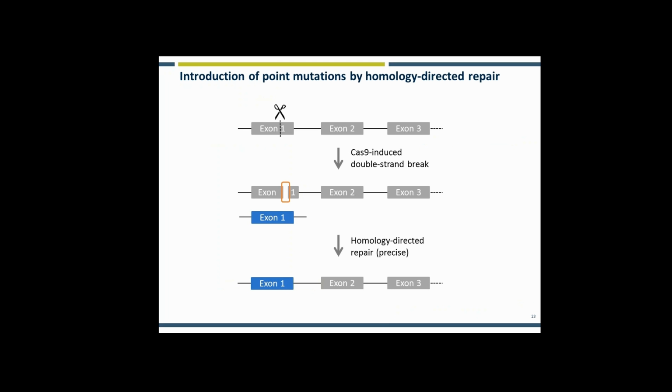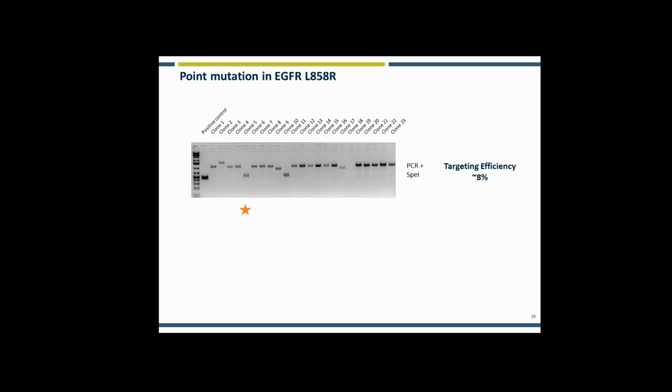So the first one I want to talk about is the introduction of point mutations. As I've mentioned previously, the way in which this works is that you would target your CRISPR-Cas9 to a target site in the genome, where it would introduce a double-strand break, and this would be done in the presence of a homologous donor sequence. And then in some instances, you'll observe repair of that double-strand break via the homology-directed repair pathway. And in this manner, you can introduce your single base changes.